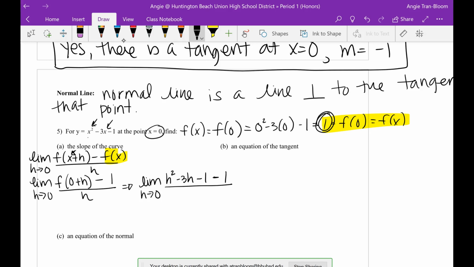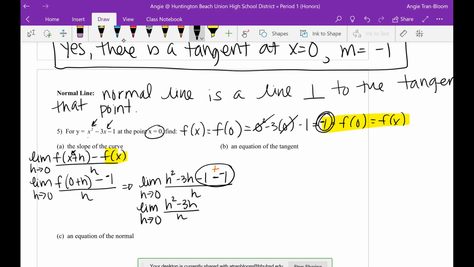Is it 1 or negative 1? I think it's negative 1. My bad, because this is 0, this is 0. That's negative 1. Sorry. This is a minus a negative 1. There you go. And all over h. Okay. Two negatives will make it a positive. So now limit as h approaches 0 of h squared minus 3h. These two will cancel one another out, all over h.